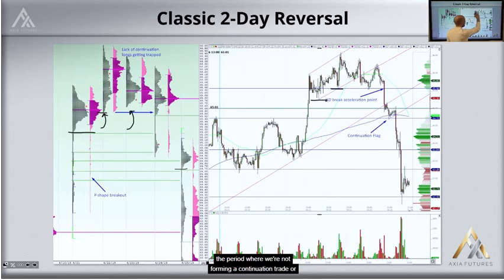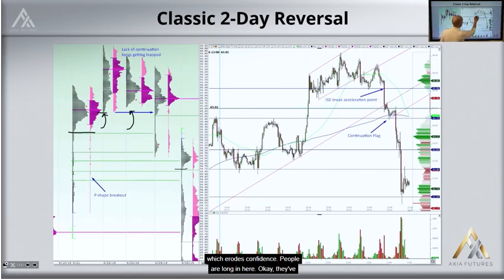And this is the period where we're not forming a continuation trade or continuation pattern. You form this kind of upward sloping wedge, or upward sloping channel, but nothing more. It's hard to suggest that this is a flag because the top of the pole is created nearly a whole day and a half from the initial move up. So we're running into a situation where there's no continuation pattern available, which erodes confidence.